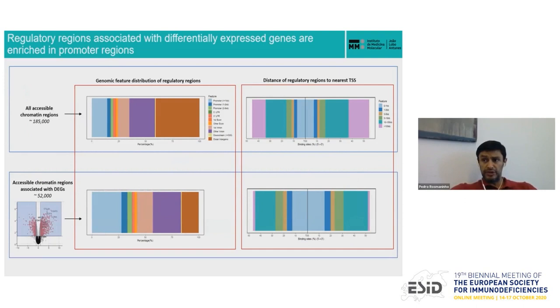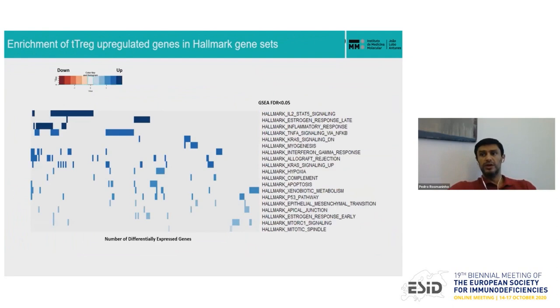Afterwards, we wanted to check the association of the opening and closing of the regulatory regions of these cells with the differential expression. We observed that the accessible chromatin regions associated with the differentially expressed genes are mostly enriched in promoter regions compared to the feature distribution of all the accessible chromatin regions.